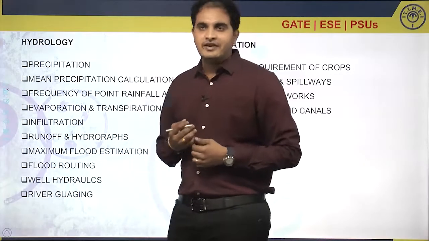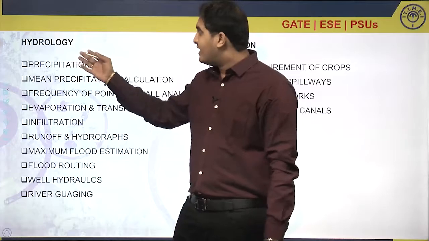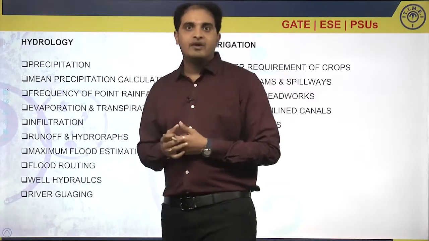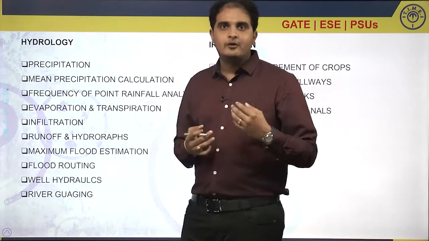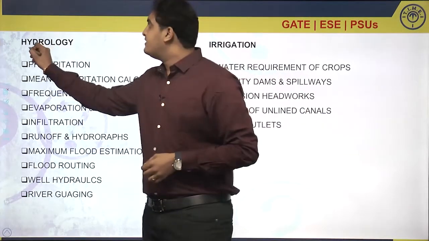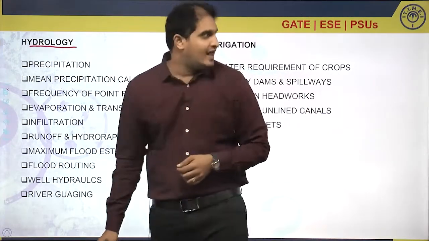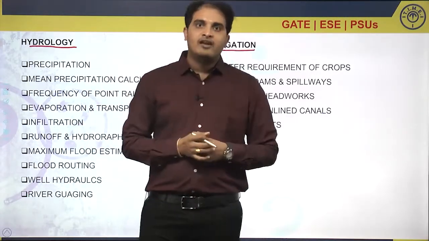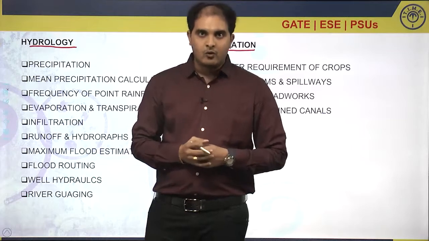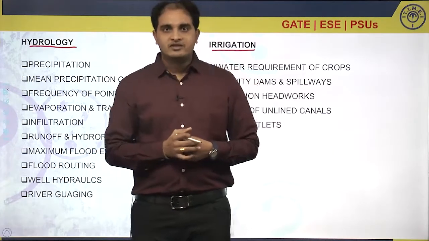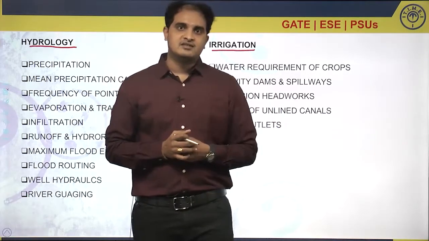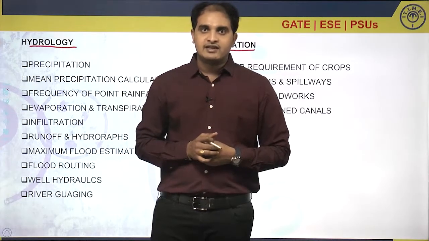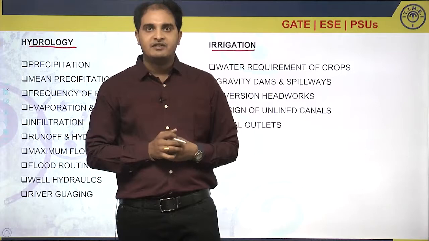So, starting this video, we have various topics. This subject, hydrology and irrigation, we can classify into two parts: hydrology being the first part, as well as irrigation being the second part. Now, with respect to the GATE exam point of view, the total weightage of this subject ranges from 7 to 8 marks. That means 7 to 8% of the total marks weightage in the civil engineering stream in the GATE examination paper.